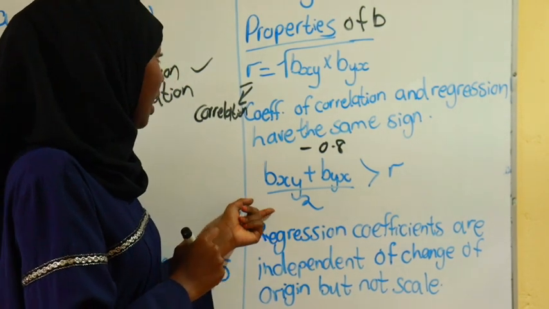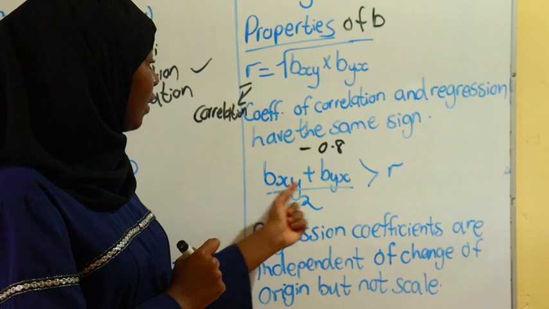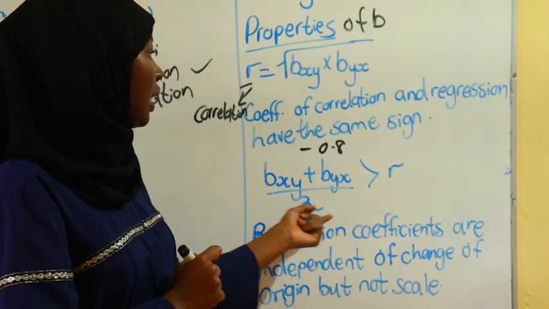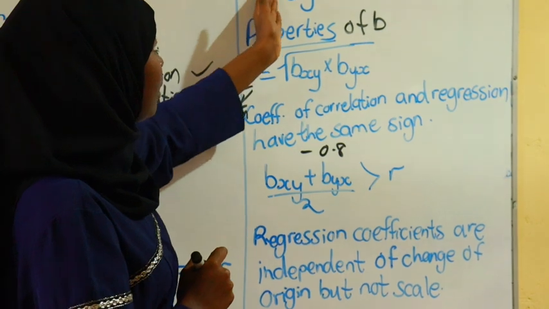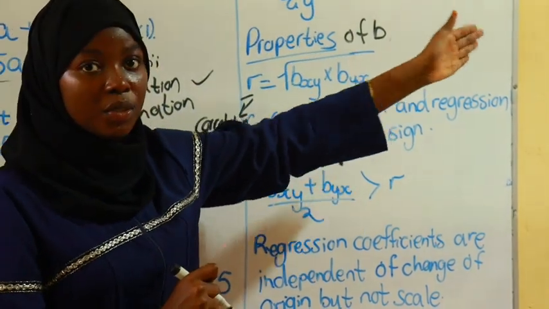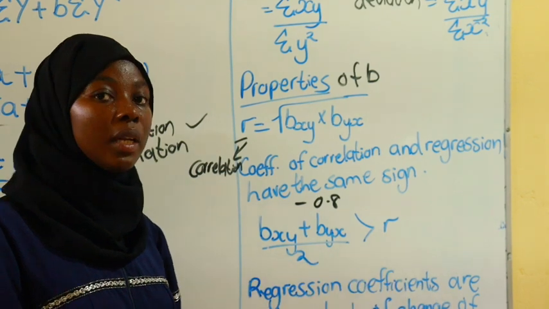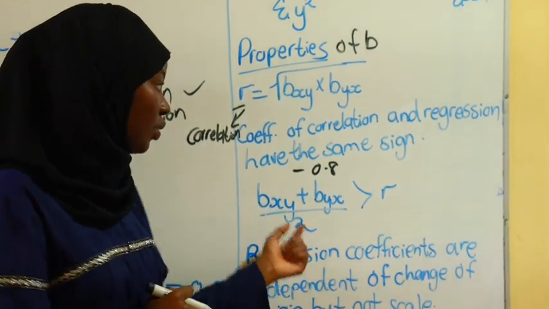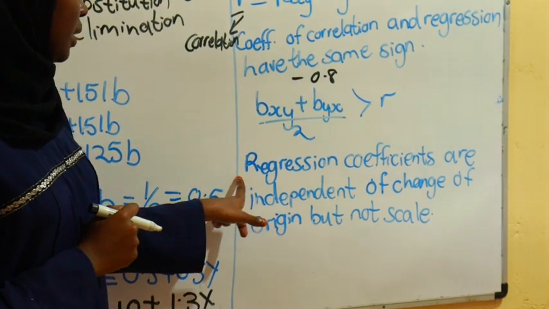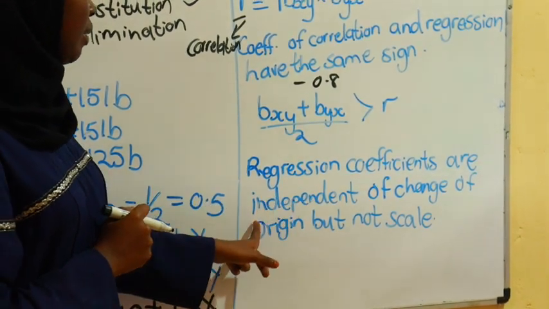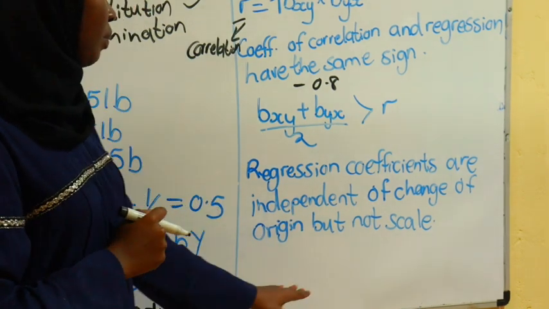Sawa? The other property is, when you take the average of the regression coefficients, it should be greater than the correlation. So when you have the b of x on y and the b of y on x, you add them and divide by 2, it should be greater than your correlation. So if it's not, just know that somewhere you've gone wrong. And then the other one is, regression coefficients are independent of change of origin but not of scale. So these are the properties.